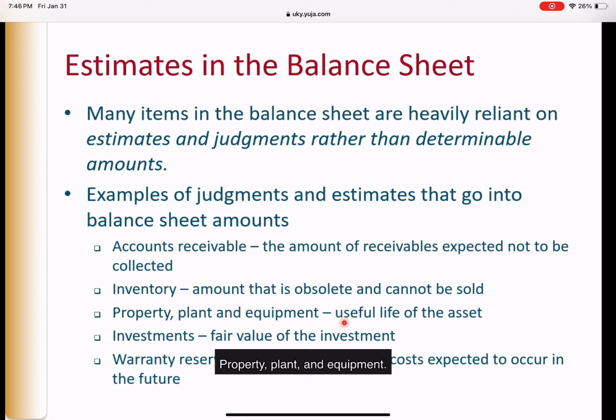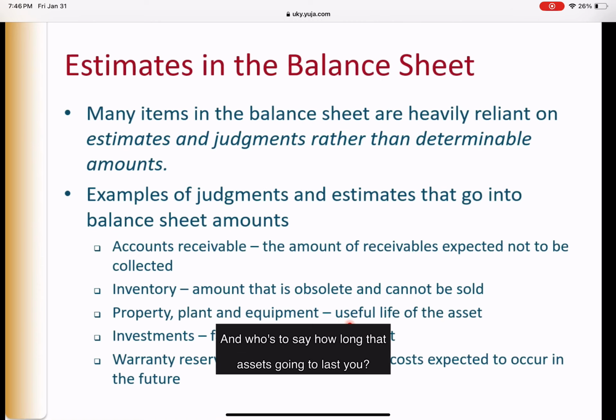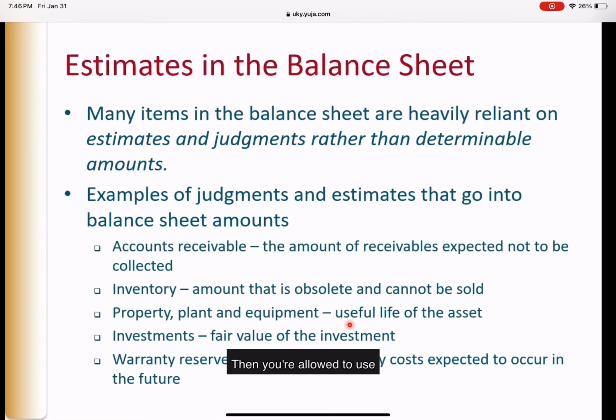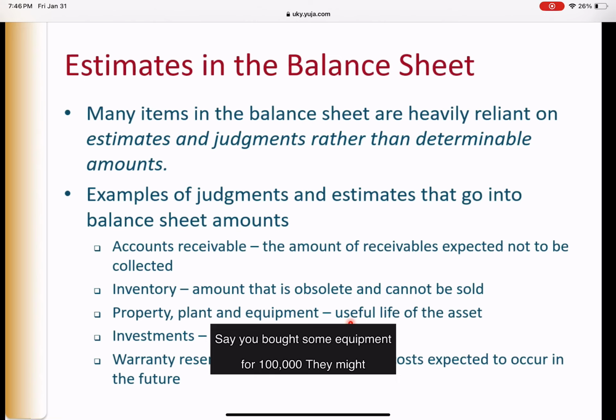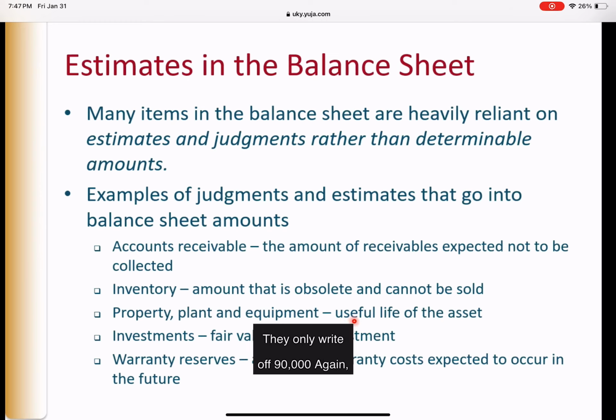Property, plant, and equipment, you're actually writing that off over a useful life, and who's to say how long that asset's going to last you? And then you're allowed to use different depreciation methods. And then, believe it or not, accountants are guessing at a salvage value. Say you bought some equipment for $100,000, they might be guessing that it's going to be worth $10,000 in 5 years, so they only write off $90,000. Again, it may not last you 10 years, and you may not get anything close to $10,000. So you need to be aware that a lot of the numbers you see in assets on the balance sheet are rough estimates.